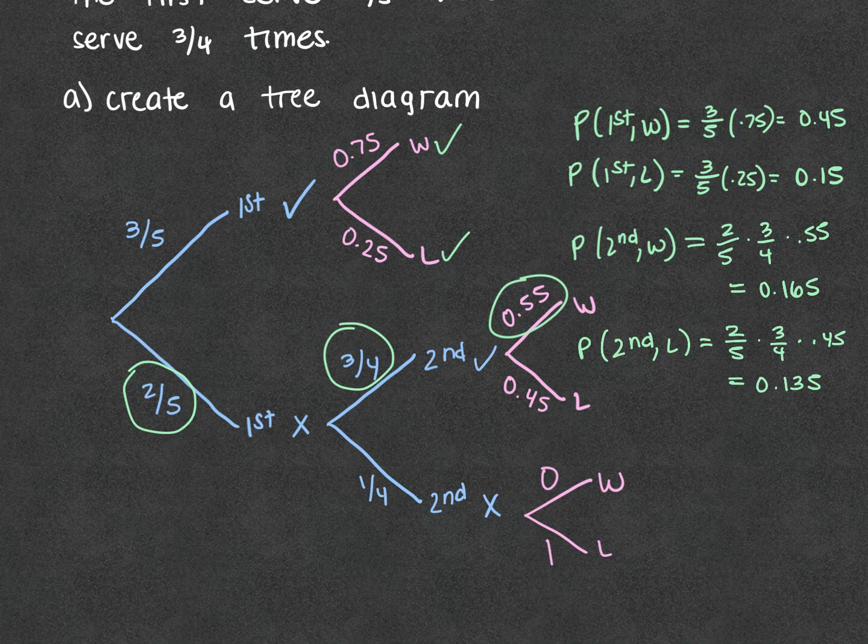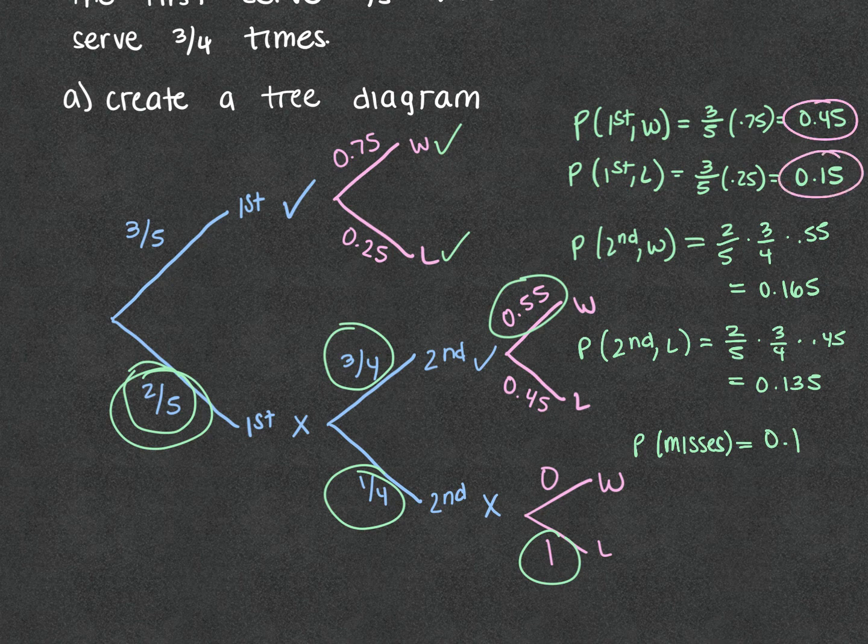And then the probability that she misses, right? Misses completely. So 2/5 times 1/4 times 1 would be 2 out of 20, which is 0.1. Okay. So those are all the possibilities. Again, that one was a bit tricky. And then we could answer probability questions based on these results. Okay.